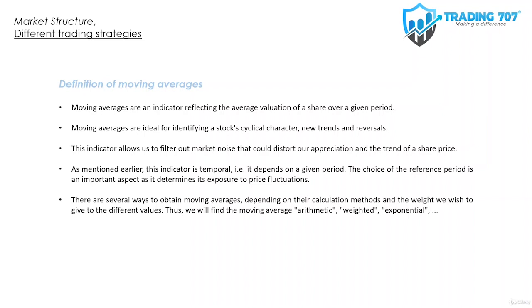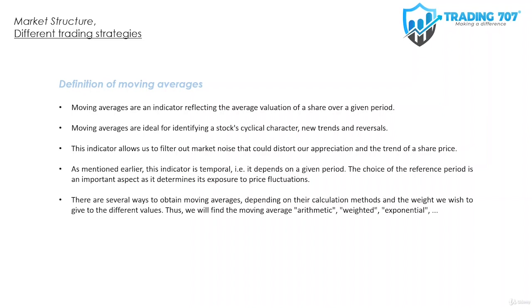As I mentioned earlier, this indicator is temporal. It depends on a given period of time that will be more or less long. The choice of the reference period is an important aspect, as it will determine its exposure to price fluctuation. The shorter the reference period is, the more volatile the moving average is. Conversely, the longer the reference period, the smoother the moving average will be and the more it will filter out market noise.